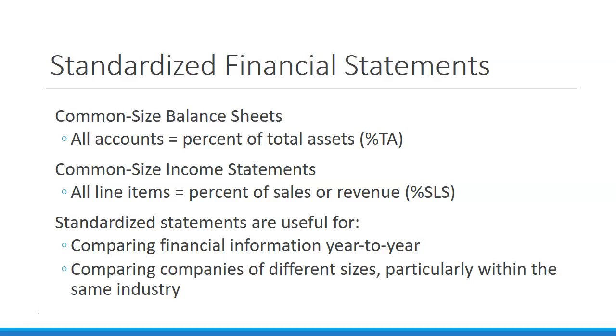So in common size financial statements, this helps us to compare companies of different sizes within the same industry and helps us to look at information from year to year. For a common size balance sheet, all accounts are shown as a percent of total assets. Total assets would be 100%, and every other item is divided by total assets. In a common size income statement, all line items are shown as a percentage of sales or revenues, where sales or revenues are 100% and everything else is divided by sales or revenues to get to a percentage.